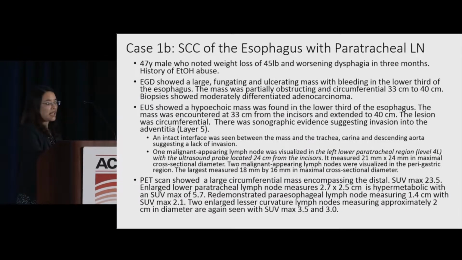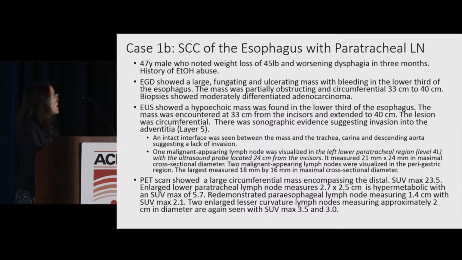So the second case is a gentleman, 47 years old, who noted a significant amount of weight loss, 45 pounds, and a history of 3 months of dysphagia. He did have a history of alcohol abuse. On EGD, there was a large fungating ulcerated mass located 33 to 40 centimeters from the incisors. Again, this was a moderately differentiated, that's a mistype there. It should be squamous cell cancer, so I apologize for that.